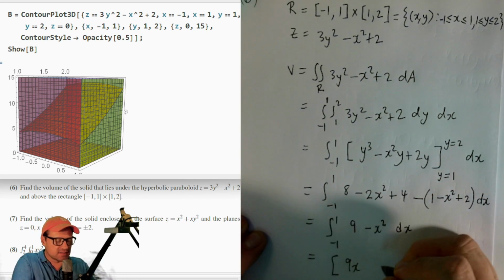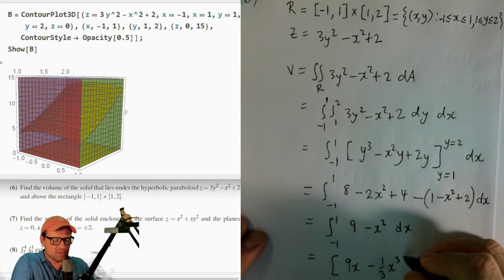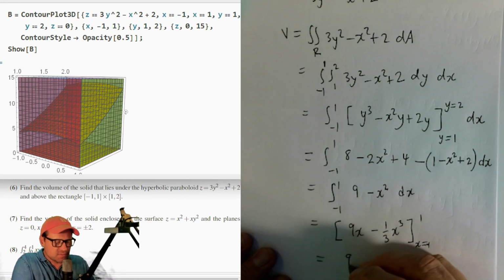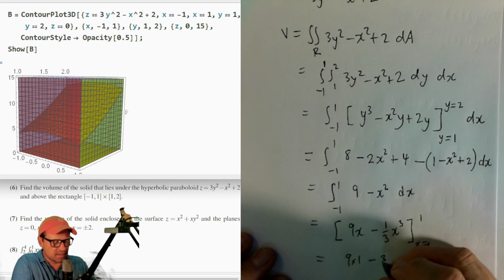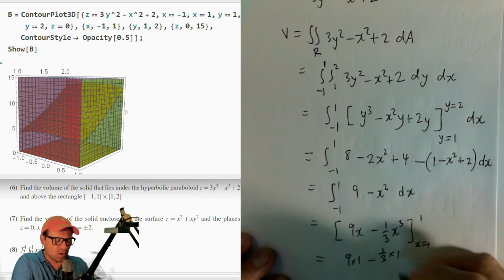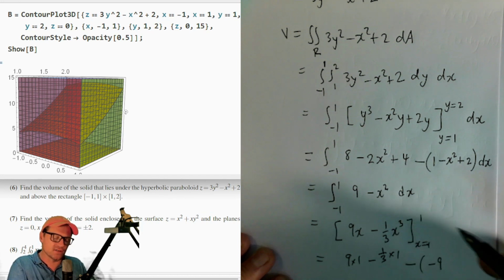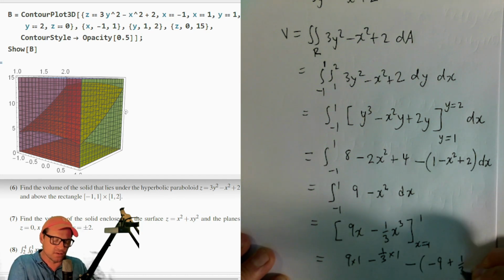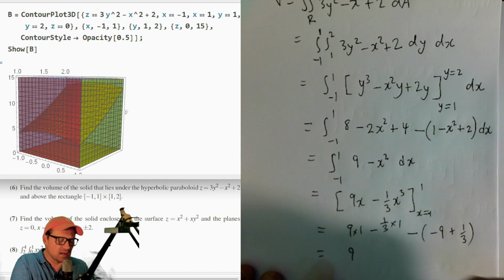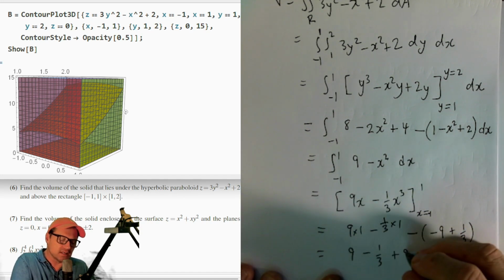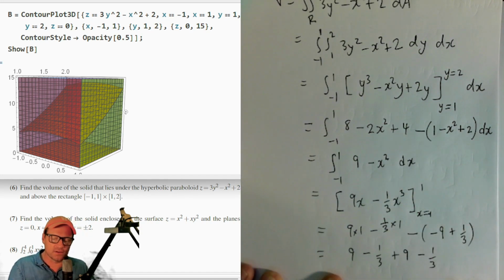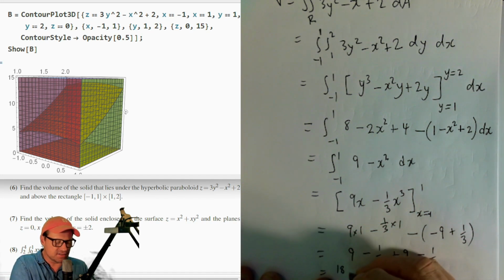So we have 9x minus a third x cubed. So now let's sub in the 1. So 9 times 1 minus 1/3 times 1, subtract minus 9. Now minus 1 cubed is minus 1, so this is plus 1/3. Simplifying, we have 9 minus a third plus 9 minus 1/3. So 9 plus 9 is 18. So this is 18 minus 2/3.